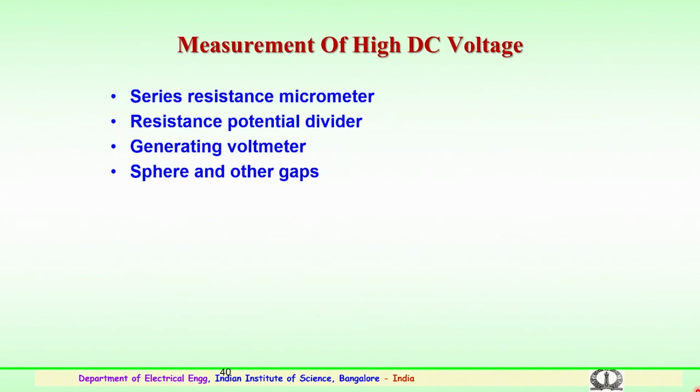For measurement of high DC voltages, these are the methods which are generally used. The series resistance microammeter method, where a number of resistances are connected in series with the help of a microammeter; this method is used for measurement of DC. The second is the resistance potential divider, the third is the generating voltmeter, and the fourth is the spark gap arrangement.